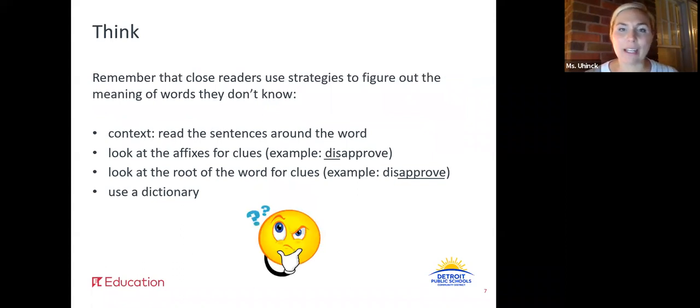Now I want to remind you that readers use strategies when they're close reading in order to find the meaning of unknown words and phrases. So remember, we can use the context of the text. We can read the sentences around that word or phrase, think about what is happening, and use that to help us figure out the meaning. We can use affixes that come at the beginning or the end of a word. We can use root words, the part of the word that stands on its own, and we can always use dictionaries or Google. But I really encourage you to hone those skills of using the context or what we know about words to help us find the meaning.